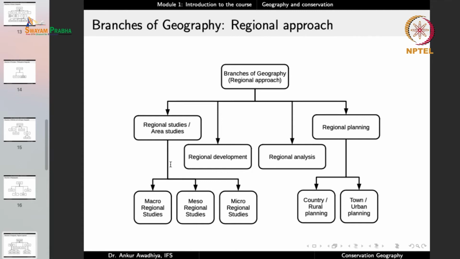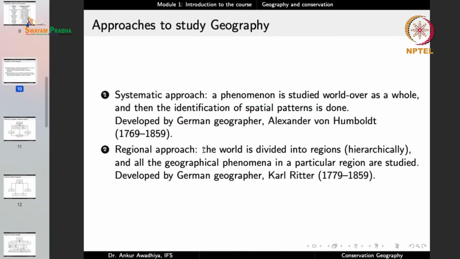Now in the regional approach, what we do is that we take a region. So in the regional approach, the world is divided into regions hierarchically, and all the geographical phenomena in a particular region are studied. That is, we can divide the world into, say, continents, and we can study all the geographical phenomena in a particular continent. Or looking at a finer level, we can look at all the geographical phenomena in a particular country, or in a particular state, or in a particular district, or in a particular city or town or village.